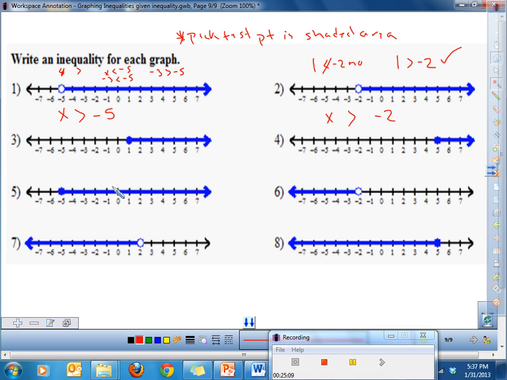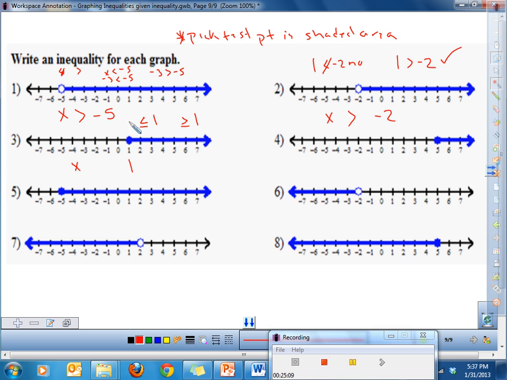I'm going to do 2 more examples for you. Let's take example number 3. This time, I notice that it's a filled in dot, so it either has to be less than or equal to or greater than or equal to. So my point is at 1, so I have to figure out, okay, x is less than or equal to 1 or greater than or equal to 1. Let's pick a test point.